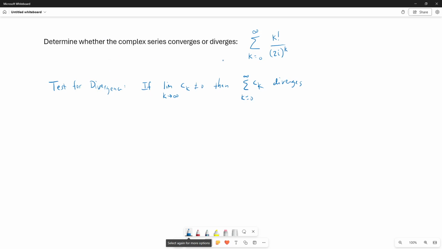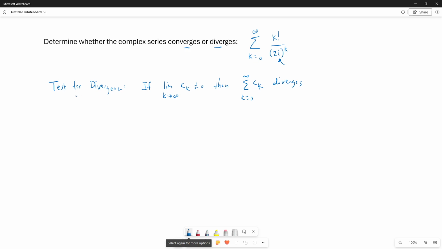Determine whether the complex series summation k equals 0 to infinity of k factorial over (2i)^k converges or diverges. So this is a complex series because we have i in it here.